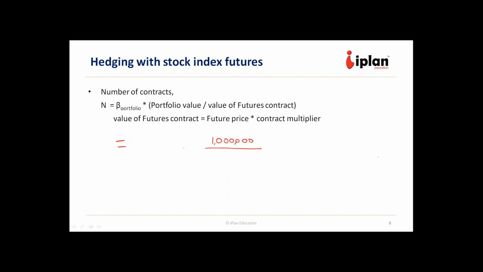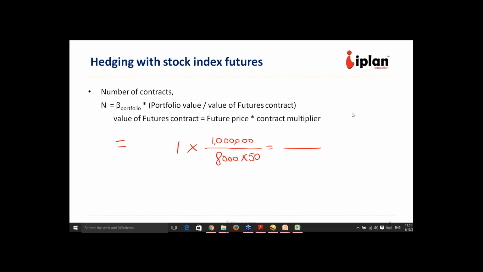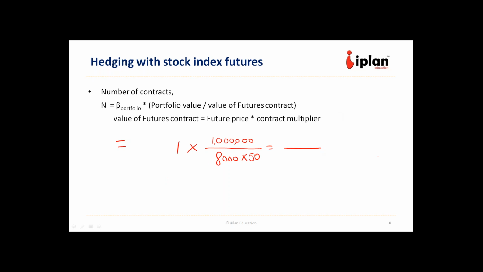Let's suppose I have a beta of 1 for the portfolio. I've invested 10 lakh. For the future contract price, let's suppose Nifty is 8,000. So I'm taking the Nifty's price, the index or the Standard and Poor's, whatever it is running at, multiplied by the lot size. Let's suppose I have a lot size of 50. Now how much will it give me? Can anybody give me the calculation quickly? What will be the value?